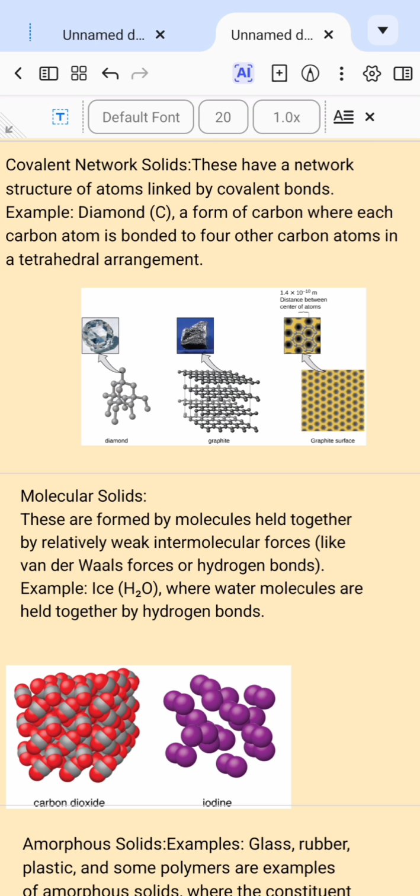A very good example is iodine. Iodine sublimes easily when heated. Between one iodine and another iodine, we have van der Waals forces holding them together. So van der Waals or hydrogen forces are the weak forces that hold molecules together, and these molecules end up forming solids which can sublime easily or melt easily.